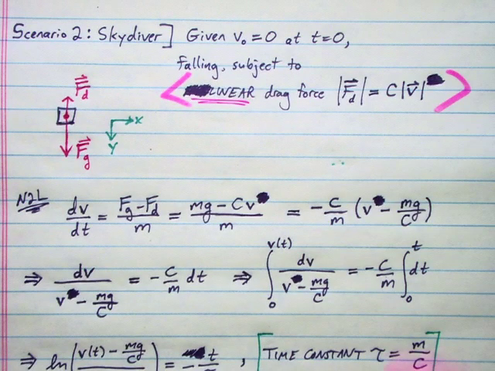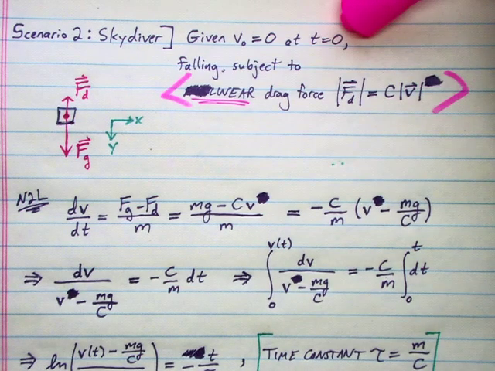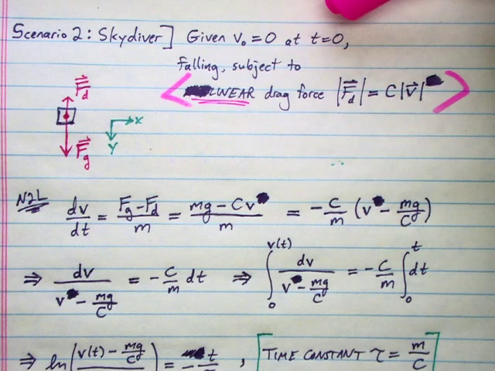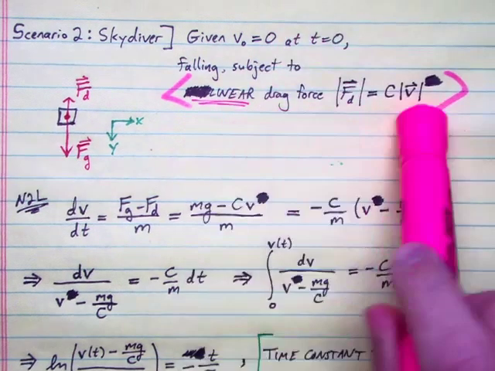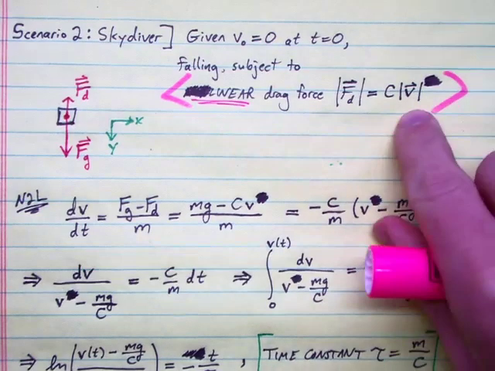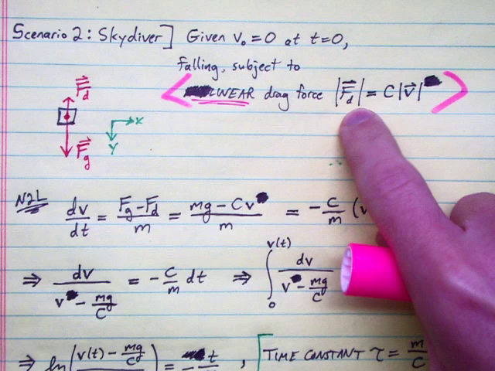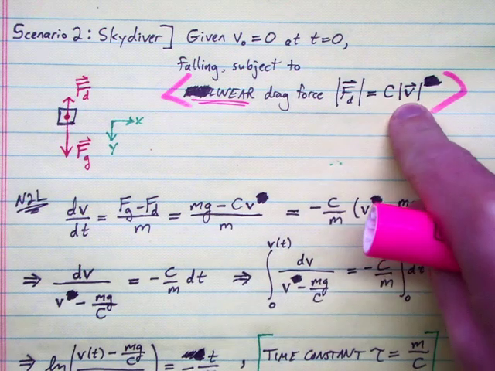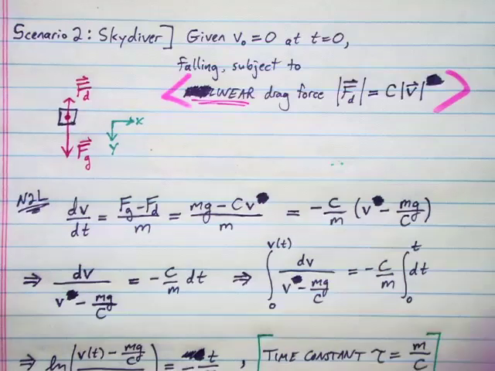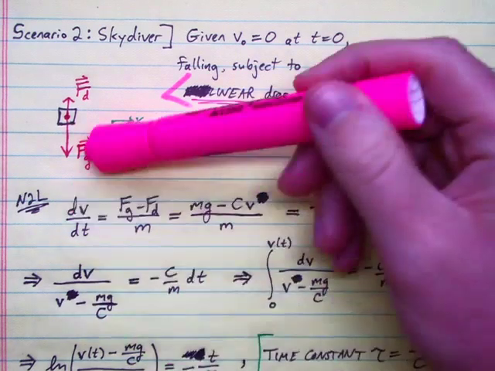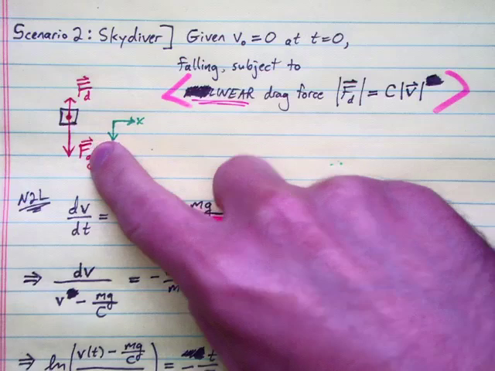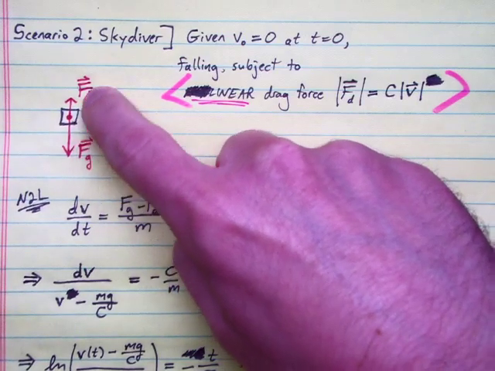A skydiver type scenario. Suppose this time we're released from rest and allowed to fall. And while falling, we're subject to a linear drag force. The air drag will increase in magnitude as our speed increases. So here's our little FBD at some point while falling: gravity pulling down, so a constant force of gravity down, and some variable drag force pointing up.